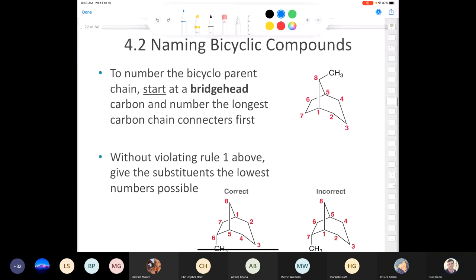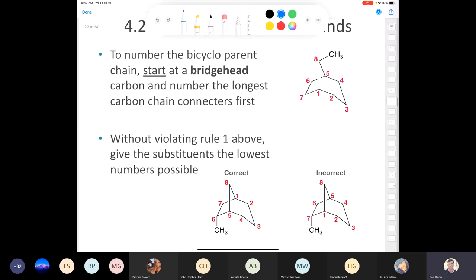Now, let's see here. What if you have a substituent on your bicyclic compound? If I was to have just this plain old compound, and forgive me, I'm going to try my best to draw it here. Mr. Dion ain't the best. He ain't the worst, but ain't the best to draw these. Okay, so this is the bicyclic compound. Here are the bridgeheads like this.